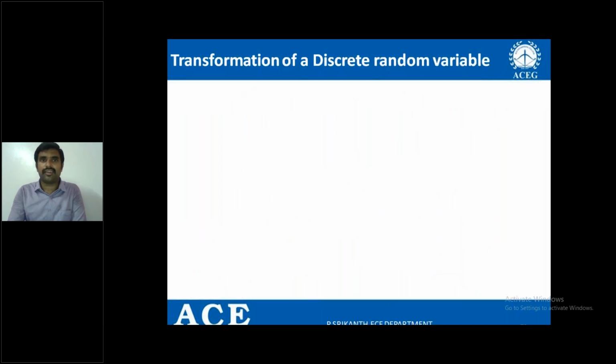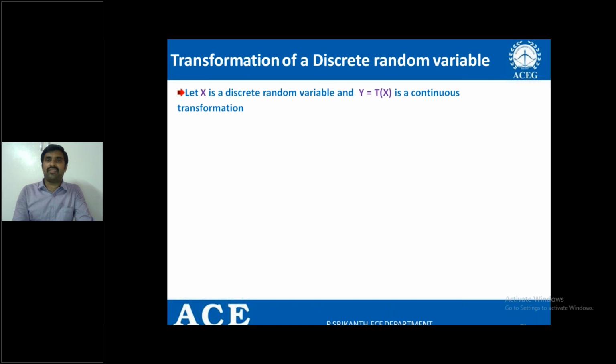Right? Fine. The next topic is transformation of a discrete random variable. So far we have discussed the transformation, whether monotonic or non-monotonic, of a continuous random variable. Now let us move on to transformation of a discrete random variable.